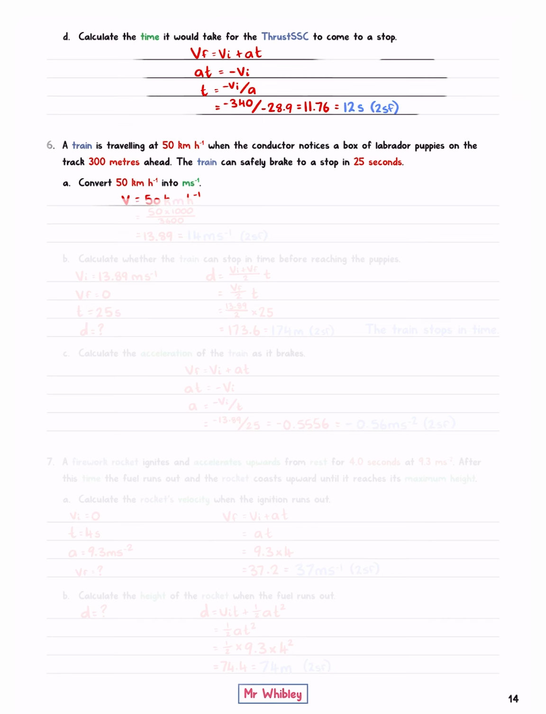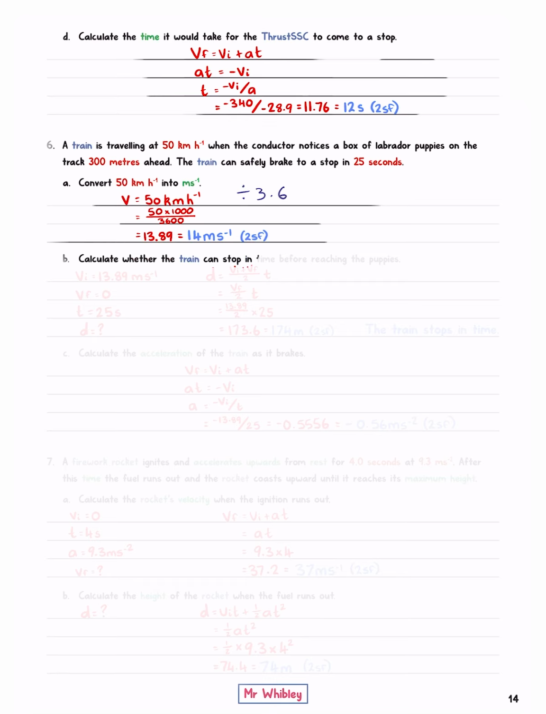Taking our 50 km per hour, we first multiply by 1,000 because there are 1,000 meters in a kilometer, and divide by 3,600 because there are 3,600 seconds in an hour. Doing this is the same as dividing by 3.6 and is fairly easy to remember. That gives us 13.89 or 14 meters per second to two significant figures.